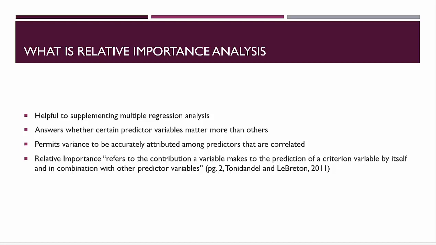Now that we've covered the background, let's talk a little bit about what relative importance analysis is and what's going on when it's performed. Relative importance analysis is something that should be looked at as a supplement to multiple regression, not a substitute for it. It supplements multiple regression analysis by permitting variance to be accurately attributed to predictor variables that are correlated.